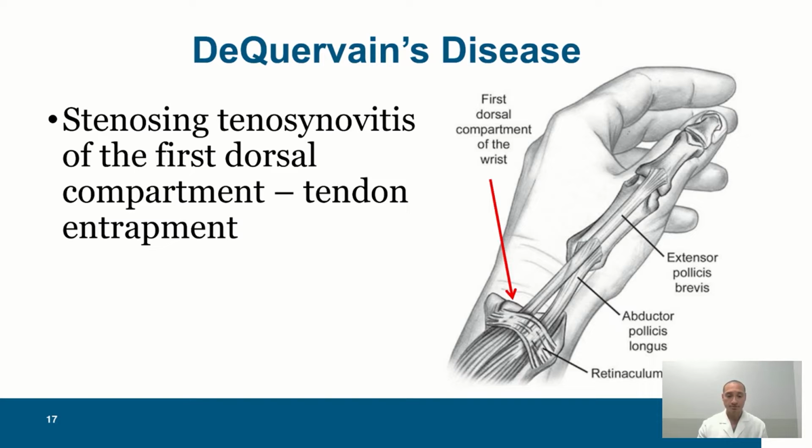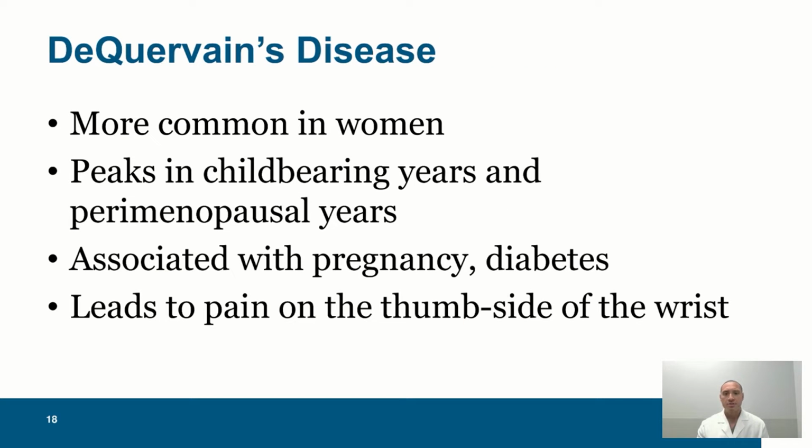Next slide, please. De Quervain's disease, again, is more common in women, tends to peak during childbearing years and perimenopausal years. It can be associated with pregnancy, again, as carpal tunnel can be associated with pregnancy. It's also associated with diabetes. And so this leads to pain on the thumb side of the wrist.